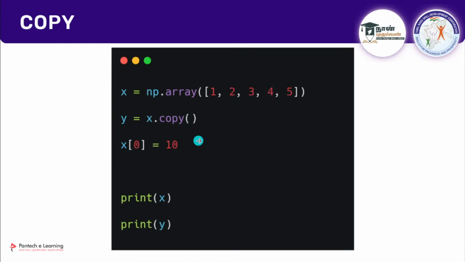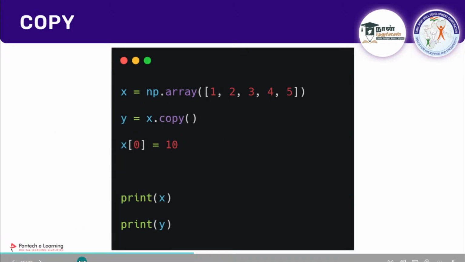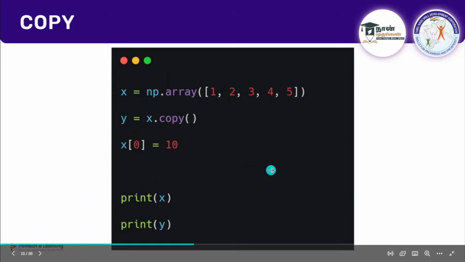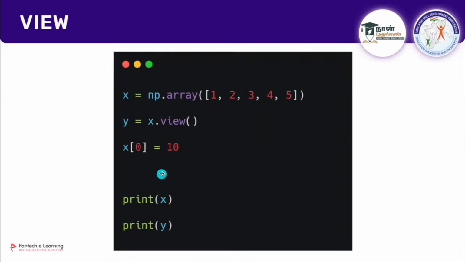And next, there are two important things in NumPy. One is known as copy and another one is known as view. There is a difference between these two. Please try to understand. What will this copy do? What will this view do? We are going to do the same thing.